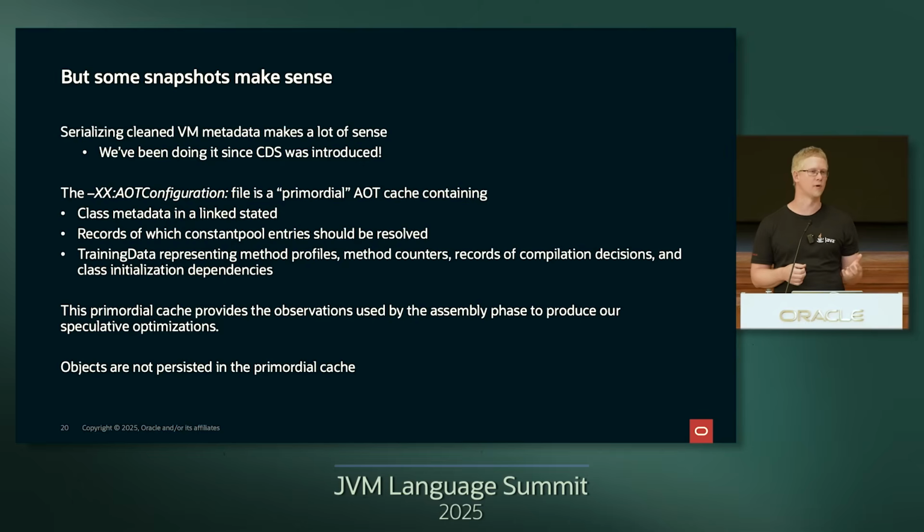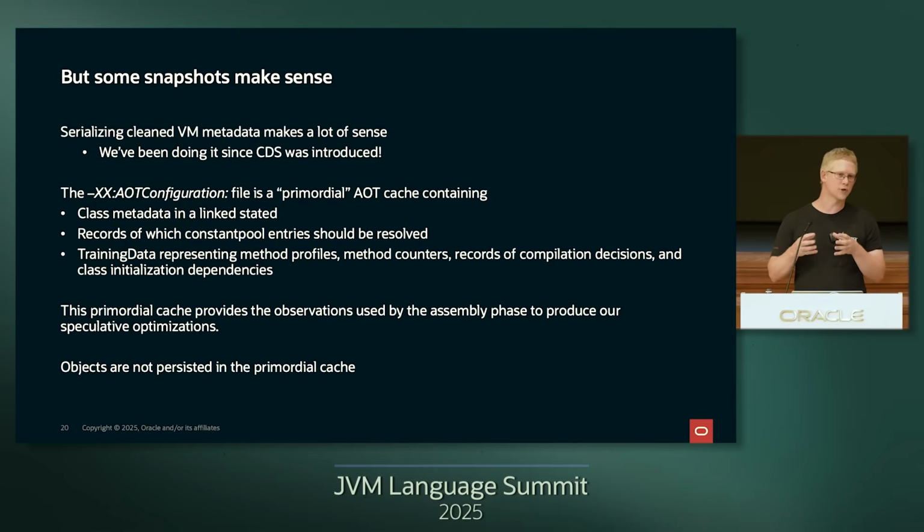It has records about which constant pool entries have been resolved during the run of your application so that we can do that JDK 24 AOTCache work. It also, as of JDK 25, now has training data representing method profiles, method counters, records of compilation decisions, and class initialization dependencies that we need to be able to say when a profile applies well or when we're ready to compile something.